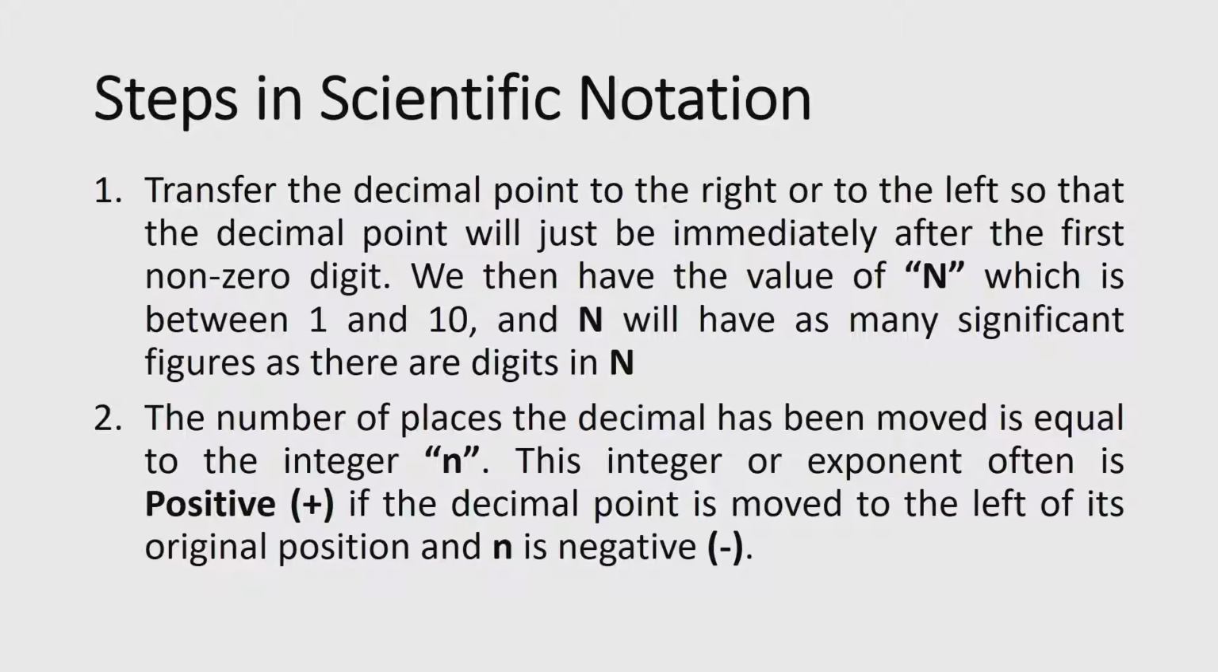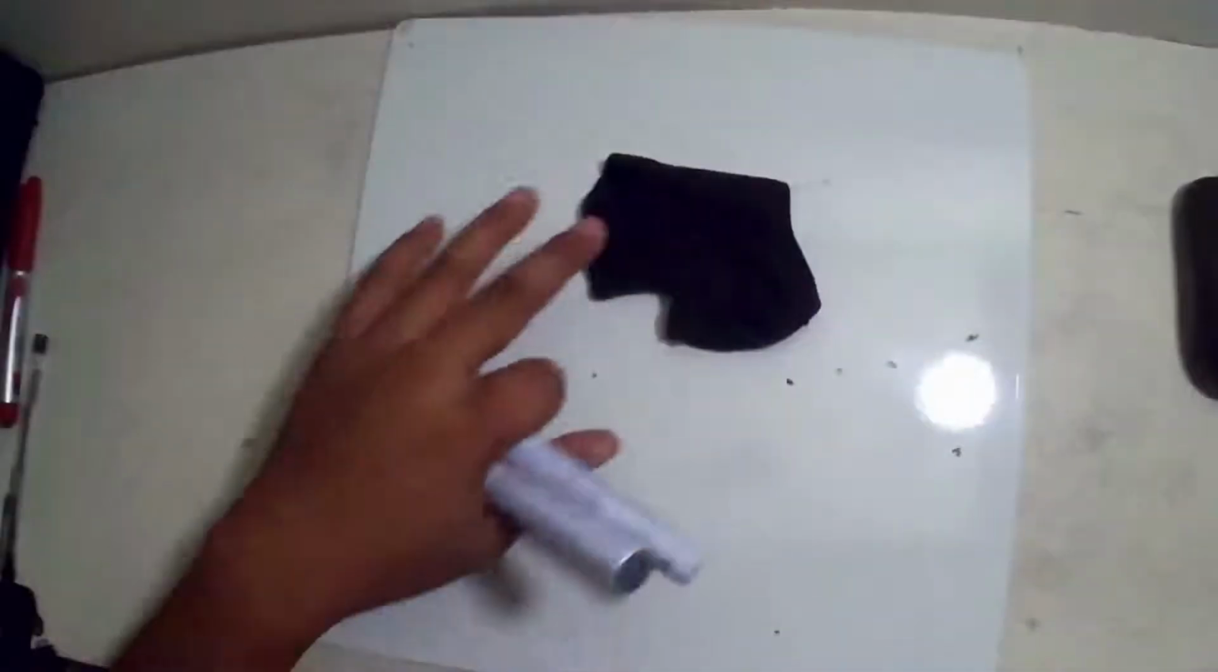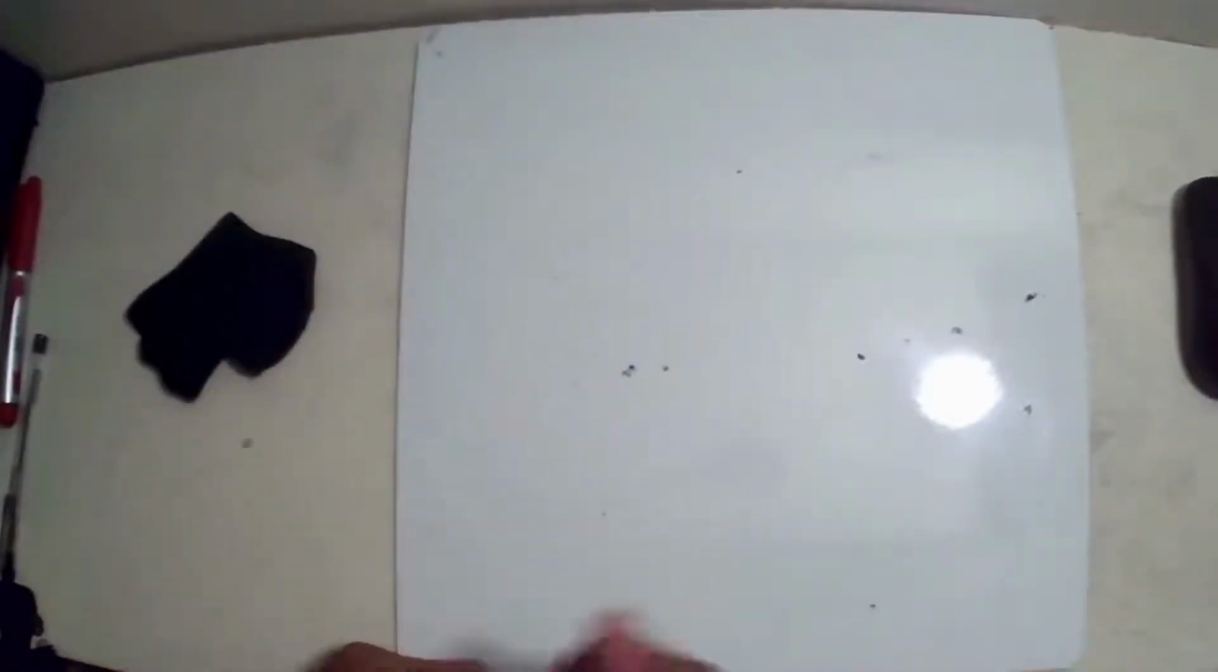For step number 1, we will move the decimal point right after the non-zero digit. And for step number 2, the sign for the exponent of the scientific notation depends on the movement of the decimal point. Okay, here we will just combine those steps.